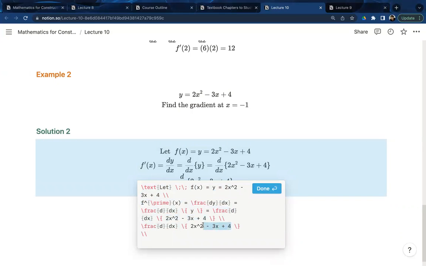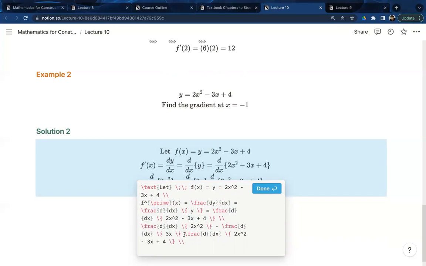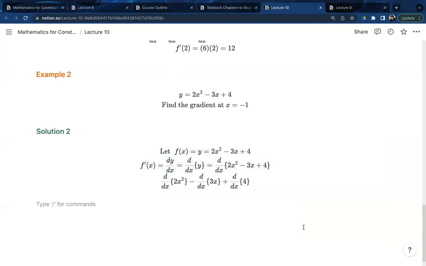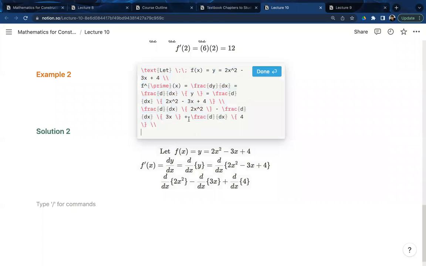So you differentiate the 2x squared. Differentiate the 3x, and your minus in front of it. And then you differentiate the 4. Okay, so each of these things you differentiate separately. Let me put the -3 here and just put a positive sign here, but it doesn't make a difference, right?